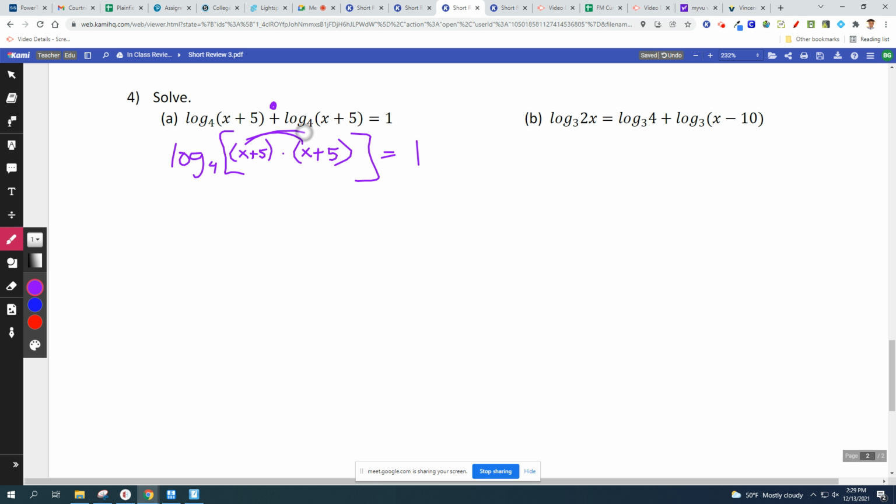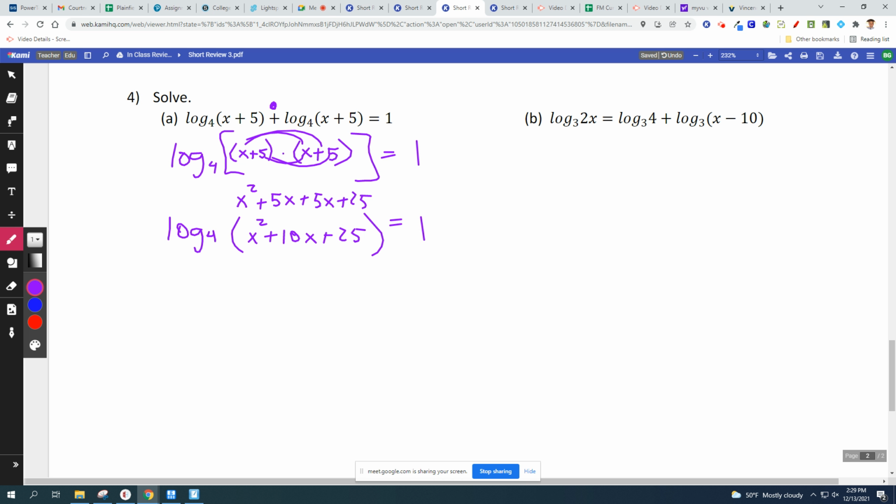And so I'm going to multiply this out. That's x squared plus 5x plus 5x plus 25. That's x squared plus 10x plus 25. And what people mess up on this problem is we haven't done anything with the log yet. You still have a logarithm at this point. Log base 4 of that product equals 1.